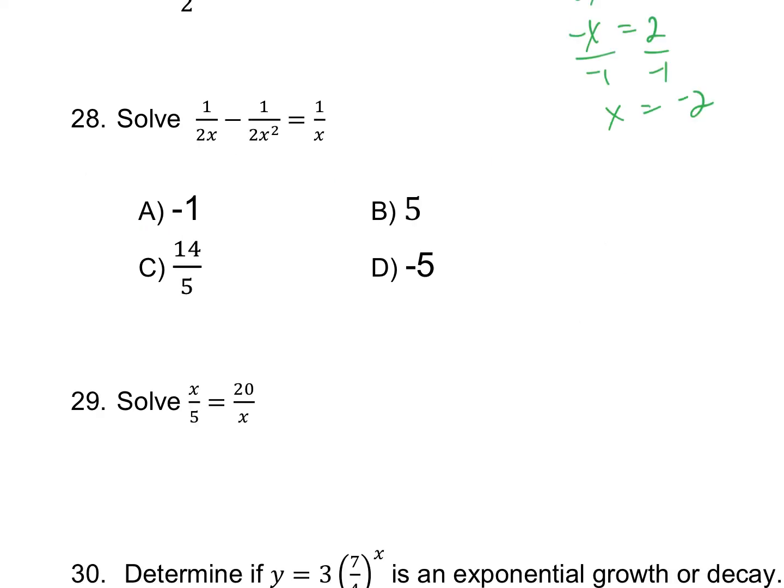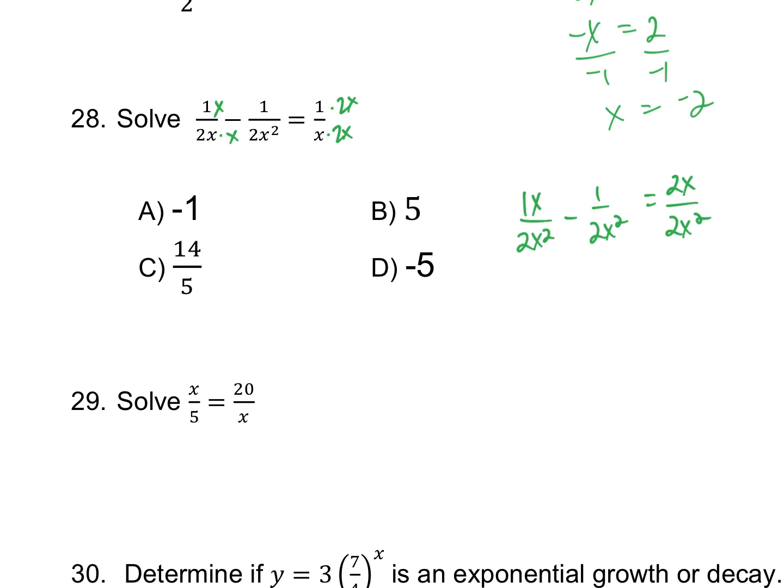Okay, on this one, we've got to do a little bit more work because the denominators are not the same. So I noticed that the 2x is missing an x, so I'm going to multiply by an x. 2x squared has everything, and x is missing a 2x, so I'm going to multiply by 2x. Now the denominator is always 2x squared. So I have 1x over 2x squared minus 1 over 2x squared is equal to 2x over 2x squared.